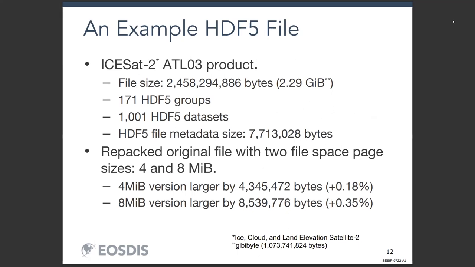So, for an example, I chose an ICESat-2 file, ATL03 product. It's about 2.3 gigabytes, has 171 groups, has 1001 datasets, no connection to Scheherazade. It just so happened by accident to have 1001 datasets. And the file metadata size is 7.7 megabytes. Now remember this number because that's the important one. That's the entire amount of where things are in the file. It's in these 7.7 megabytes somewhere in the HDF5 file.